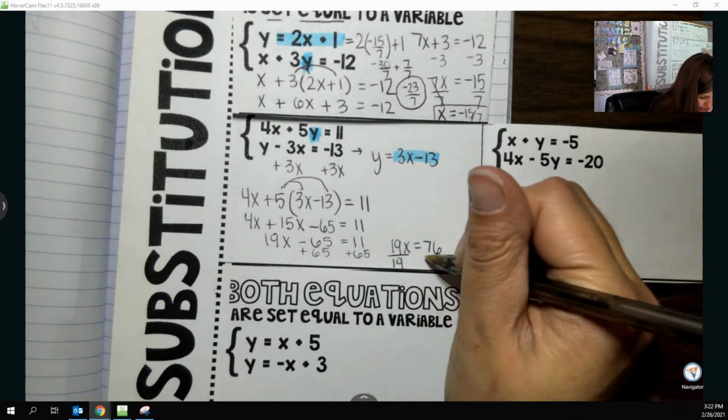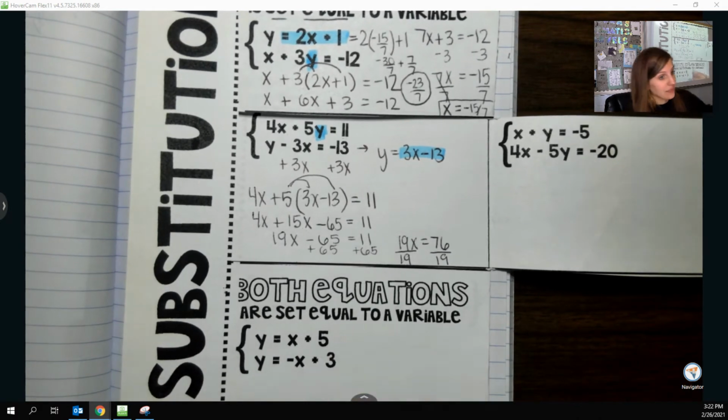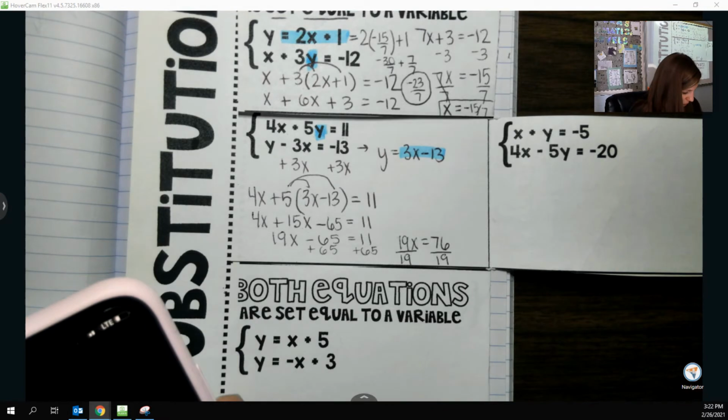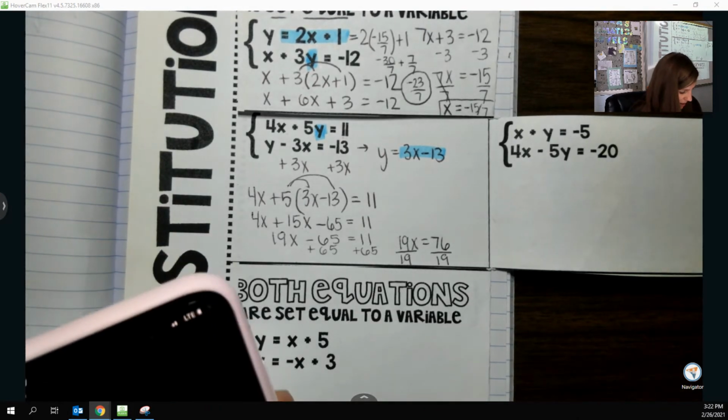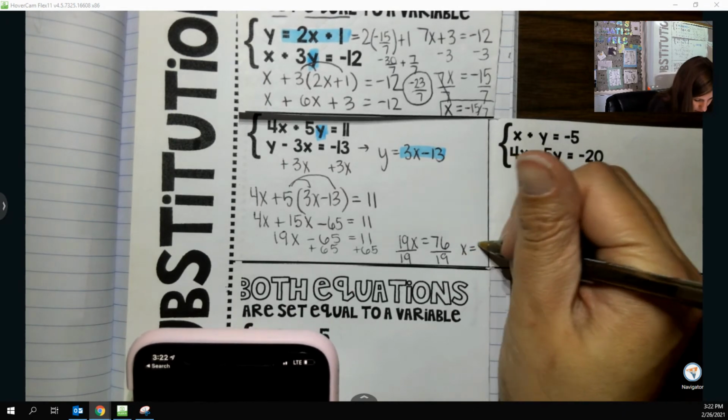Divide both sides by 19. Man, I hope 19 goes into that evenly. Otherwise, I feel like I goofed up on something. But maybe not. I mean, I don't have to get a nice, easy answer. It could be that you just have a fraction and it's no fun. I say that and I love fractions, but oh, that does go evenly. That's just 4. So x is 4.